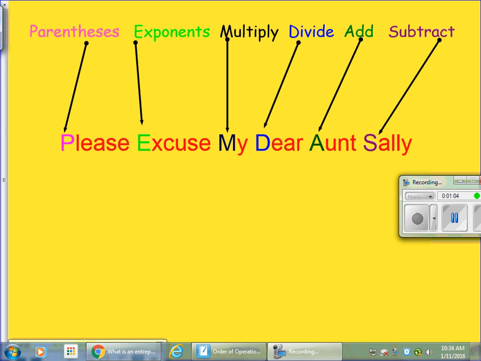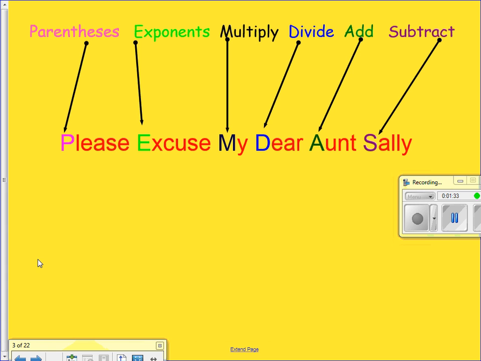The P for please represents parentheses. Then we have E for exponents, M for multiply, D for divide, A for add, S for subtract. So when you're doing a problem, you have to do them in this order. If there's parentheses in the problem, you have to do those first. If there's exponents, you have to do those next. Multiplying and dividing, those can happen at the same time, whatever happens first in the problem. And adding and subtracting can happen at the same time. So let's do a couple examples.